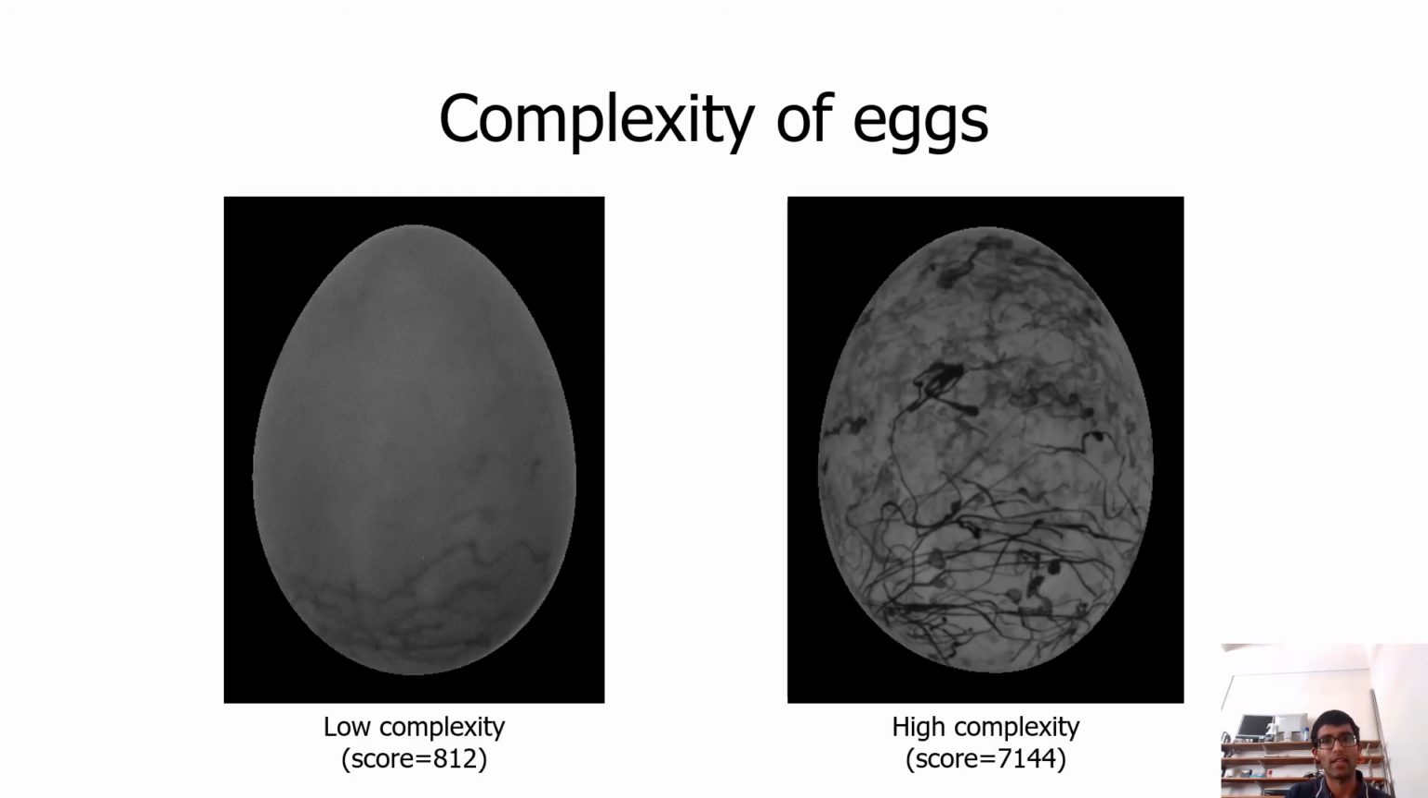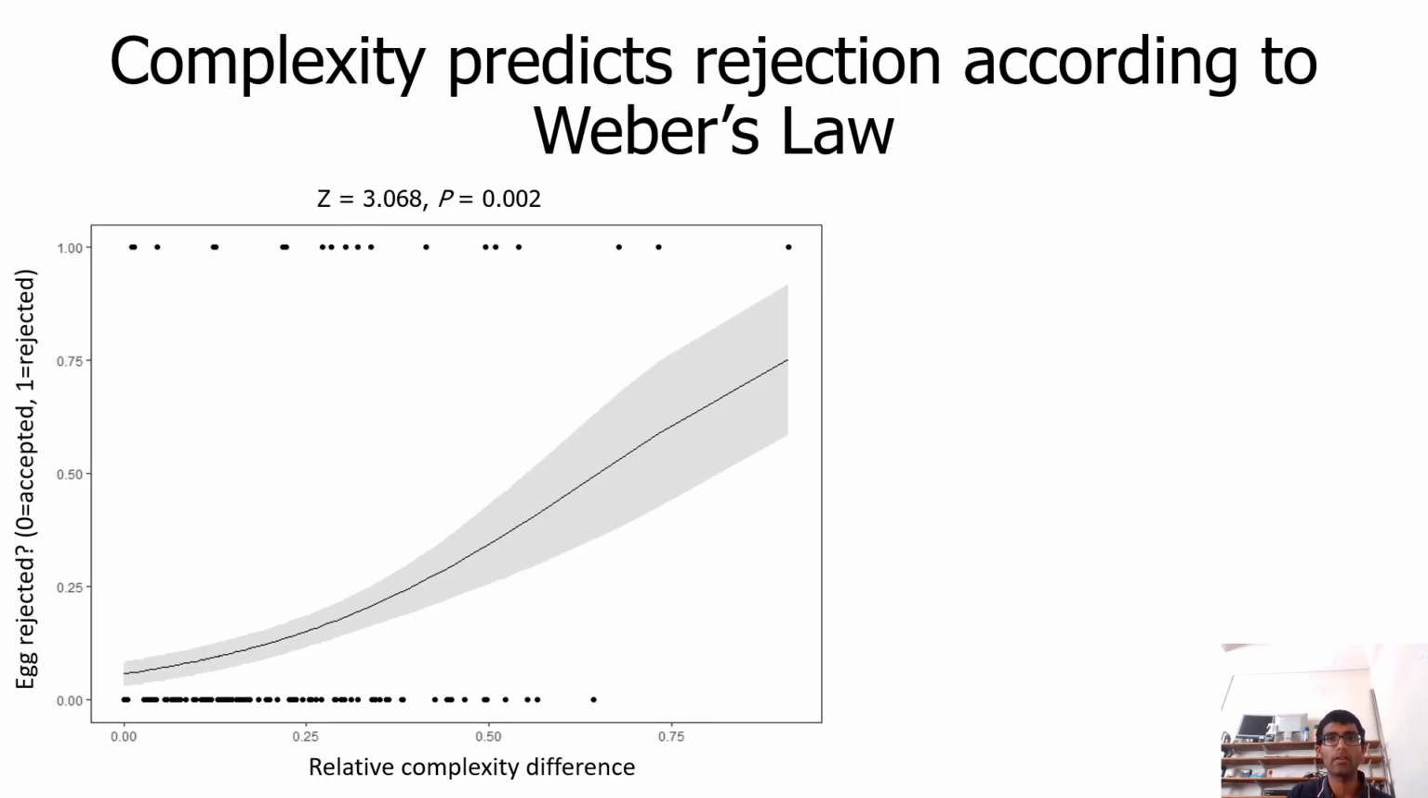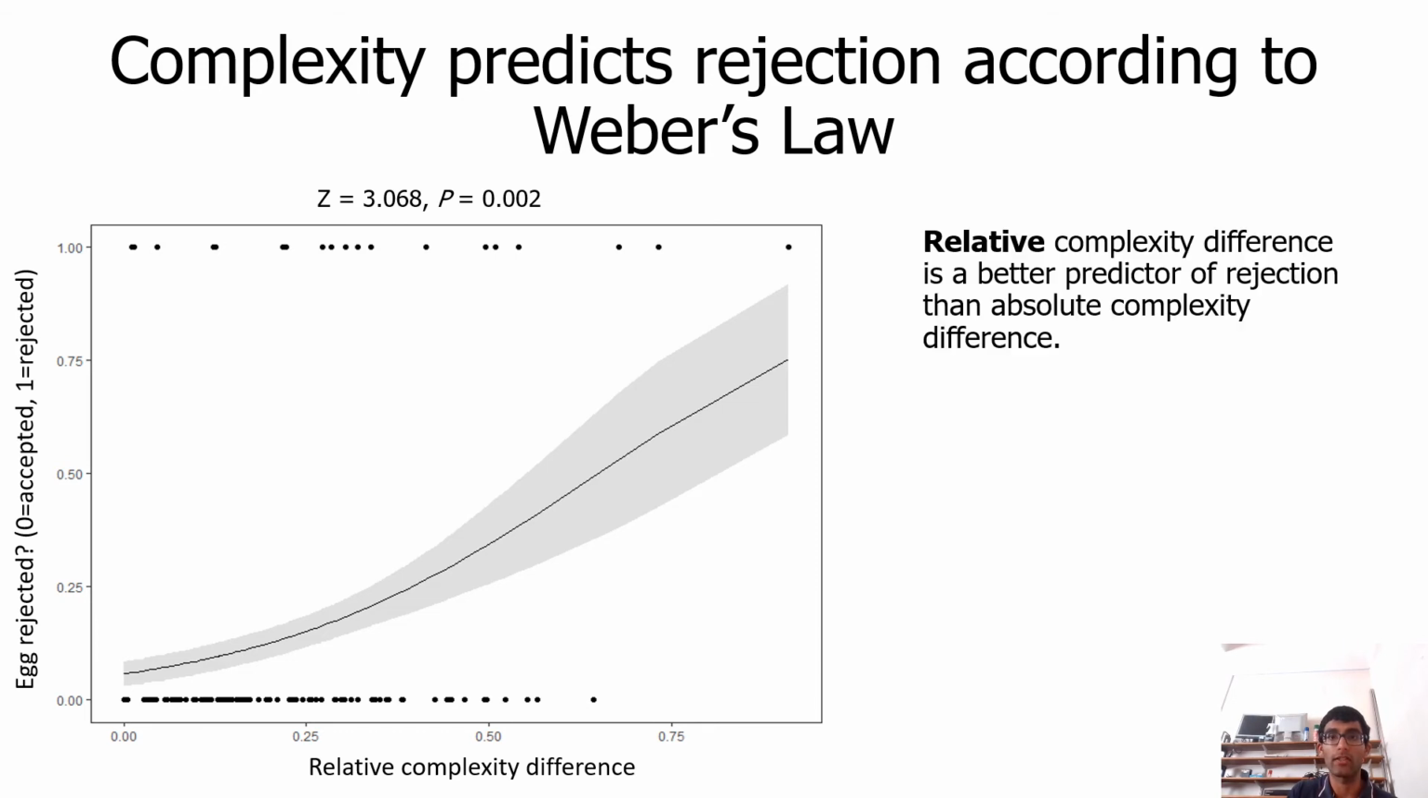And here's what we get: an egg of low complexity on the left and one of high complexity on the right. And this seems a pretty good match to a human eye view of which eggs are more complex and which are less complex. So we optimized the complexity metric such that absolute complexity difference between host and experimental eggs predicted egg rejection. But interestingly, using various methods that I won't go into here, we find that relative complexity difference is a better predictor of rejection than absolute complexity difference, despite the measure having been optimized for absolute complexity difference.